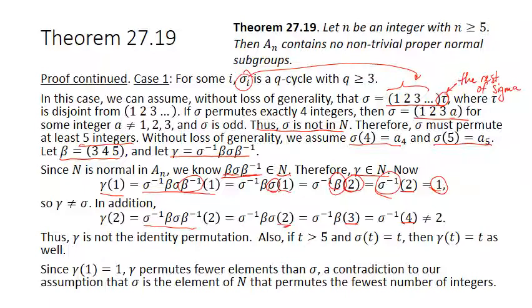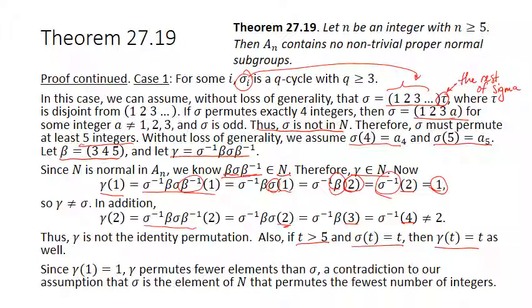So 4 cannot be mapped to 2 by sigma inverse anyway. What that means is that because gamma of 2 is not equal to 2, gamma is not the identity permutation. So we found out that gamma of 1 is 1 and gamma of 2 is not 2. So gamma is not sigma, and gamma is also not the identity permutation. Then another thing I want you to think about is that if t is greater than or equal to 5, and sigma of t is equal to t, then gamma of t will be equal to t as well.